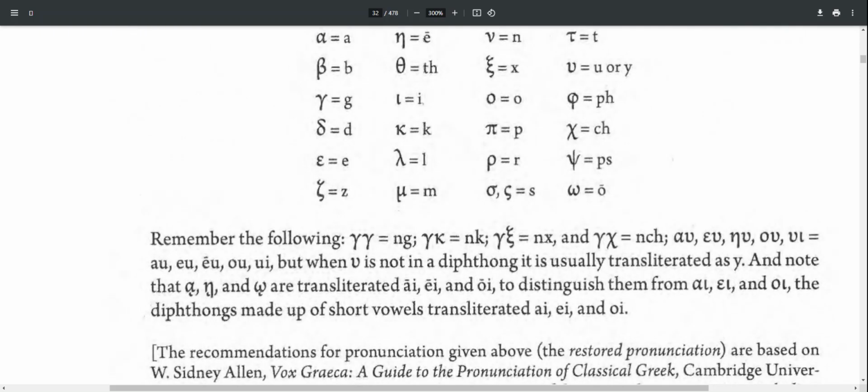When you have an iota subscript, most of the time you don't use a different symbol. You just put an I letter beside the A, the E, and the O. But there are some fonts where you can make a different sign below the letters A, E, and O. But if you don't have that, just use the I.